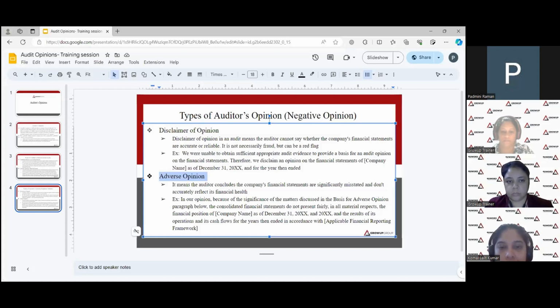I know this opinion will very badly affect the company, because it will have an effect on the stock of the company and on the reputation of the company. So it's a big red flag. These are the four types of auditor's opinion. So that's about it.